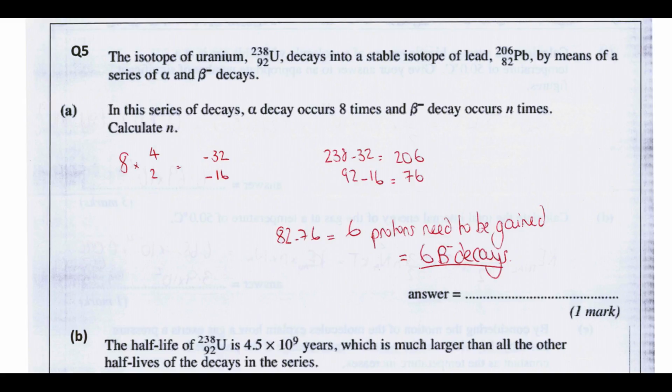So as a result of those, we end up with a nucleus that has 76 protons and 206 nucleons overall. So we can see we've got the right number of nucleons now, which is what we'd expect because we know beta minus decay doesn't change that. But we currently are 6 protons short, so we need 6 beta minus decays to give us 6 more protons. So that's why you have 6 beta minus decays.